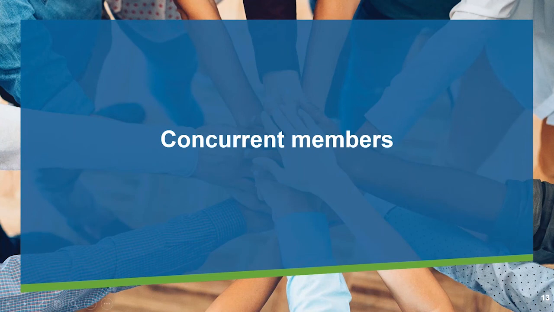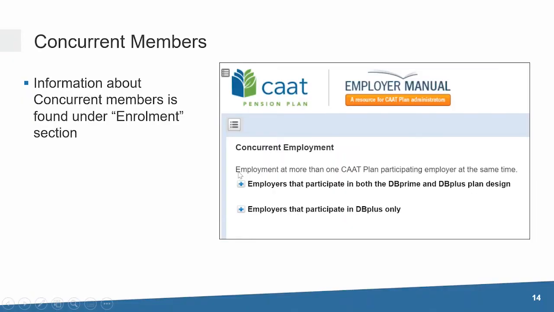Now let's review concurrent members in the plan. To locate information on how to administer members who are concurrent members of the plan, it will be located in the enrollment section of the manual. Concurrent members are employed at more than one participating employer. For example, someone could have a full-time job at one employer, but also work at another.